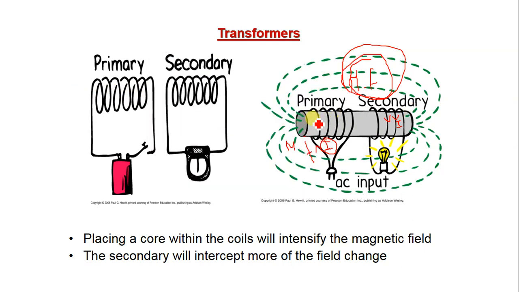We put in a core because we learned that whenever we have a magnetic field around an iron, the iron will be magnetized, right? So this will increase the magnetic field. The magnetic field produced by this current adds to the magnetic field produced by the iron to give a stronger one. So whenever we want to increase the strength of a magnetic field, we use an iron core inside the coil of wire. So the secondary will intercept more of the field change here.